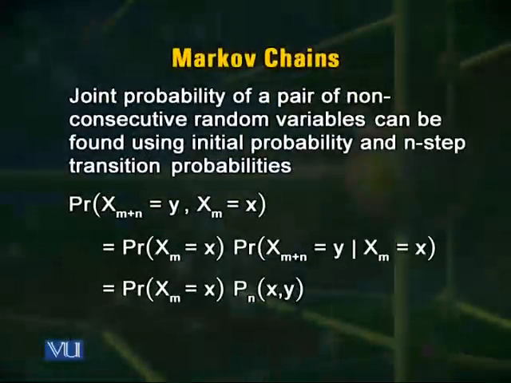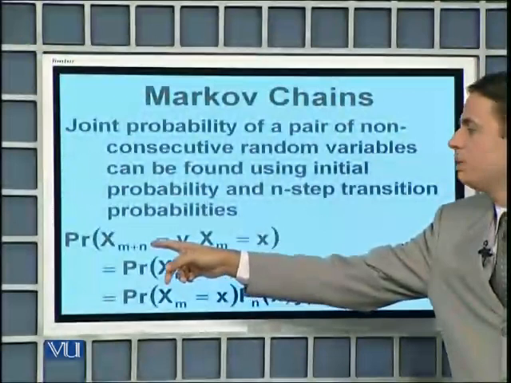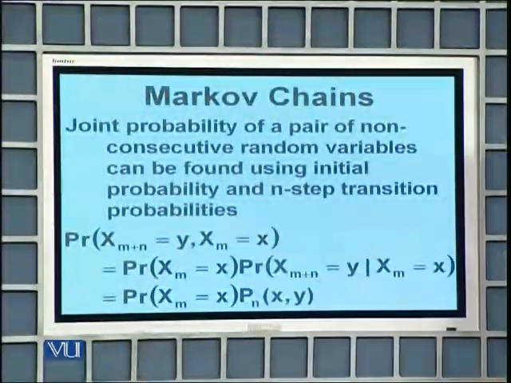So suppose you have MATLAB, you have higher powers of the 1-step transition probability matrix, which give you the n-step transition probability matrix. If you have the n-step transition probability matrix, you can talk about the joint probability of a collection of random variables with gaps using these n-step transition probability matrices. An example is being shown on your screen, where we are interested in finding the joint probability of 2 random variables X_m and X_{m+n}.